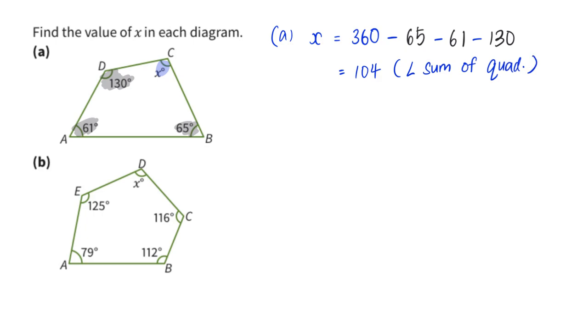For part B, we do need to again remember what's the first question you need to ask yourself? Yes, how many sides does this polygon have? 1, 2, 3, 4, 5.